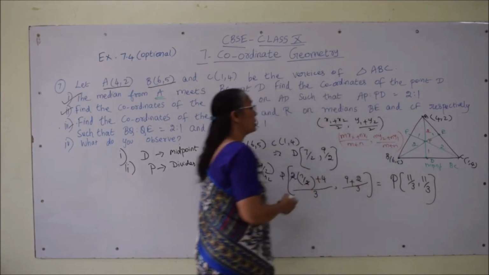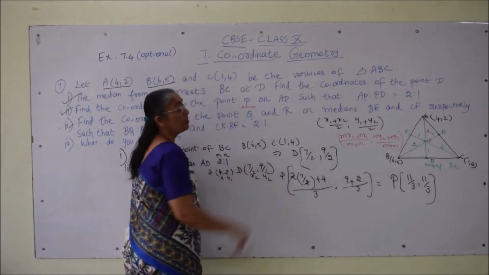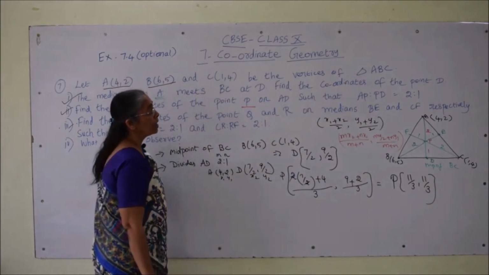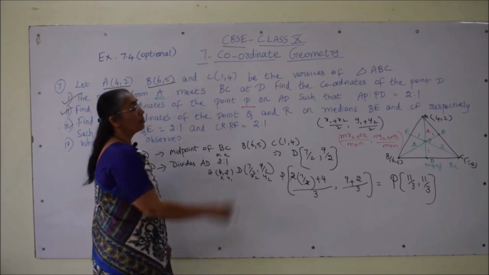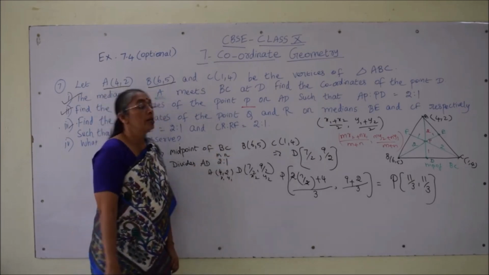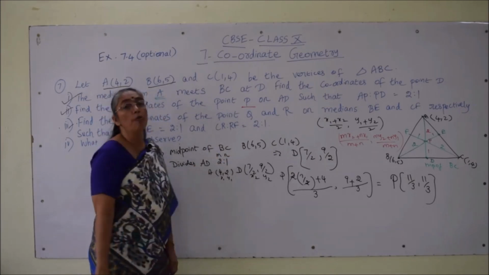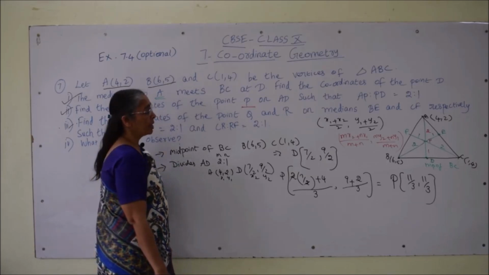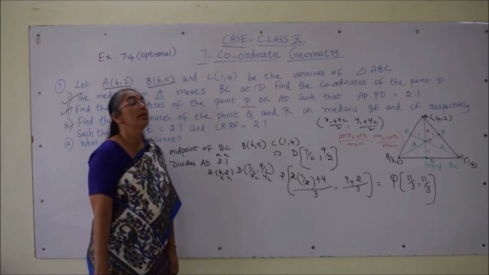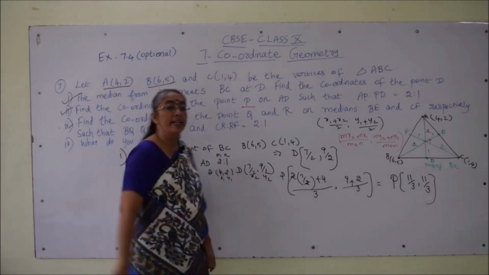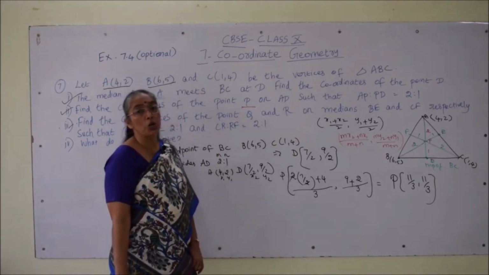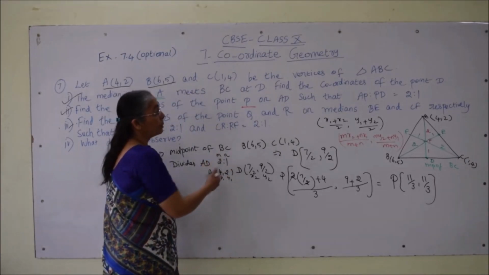What do you observe? The question is that all three will coincide. The points P, Q and R coincide because the point is nothing but the point of concurrence of medians. The point of concurrence of medians is nothing but the centroid, and the centroid divides the line segment in the ratio 2:1. So, that part only we are proving now.